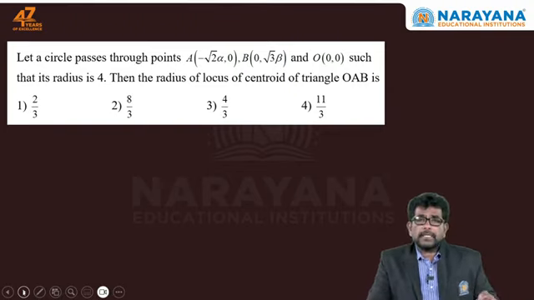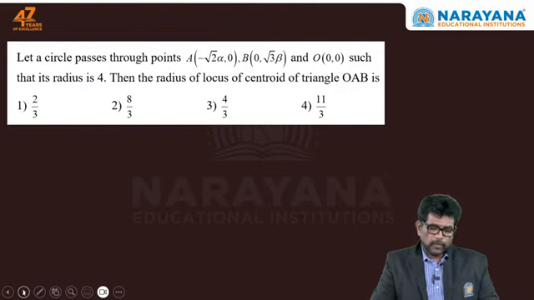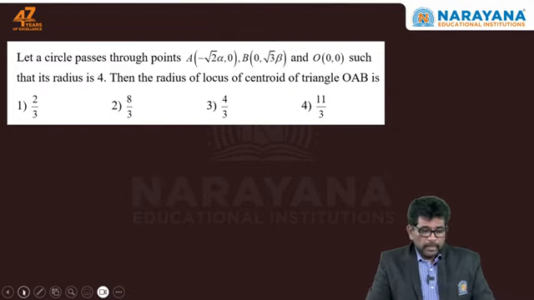Let a circle pass through the points A (minus root 2 alpha, 0), B (0, root 3 beta), and O (0, 0), such that its radius is 4. Then find the radius of the locus of the centroid of triangle OAB. The problem is related to circles, a basic problem, combined with the triangle concept also.